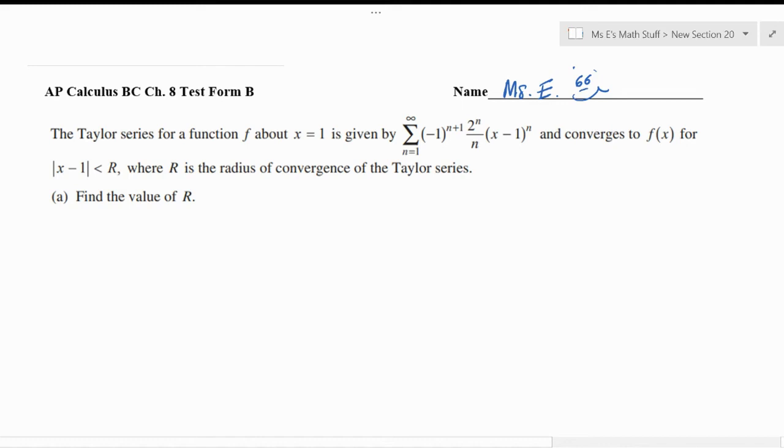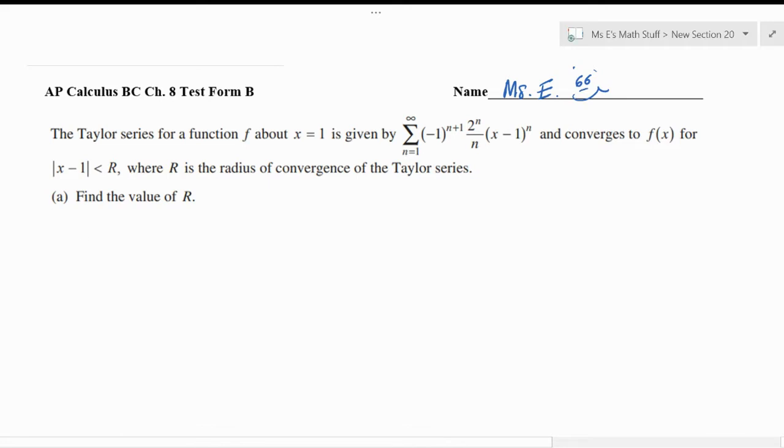Right, for this FRQ, it says the Taylor series for a function f about x equals 1 is given by the sum as n goes from 1 to infinity of (-1)^(n+1) times 2^n over n times the quantity (x - 1)^n, and converges for f of x for absolute value of x minus 1 less than r, where r is the radius of convergence of the Taylor series. For A, they want you to find the value of r, and since this series is not immediately geometric, we'll just need to use the ratio test.